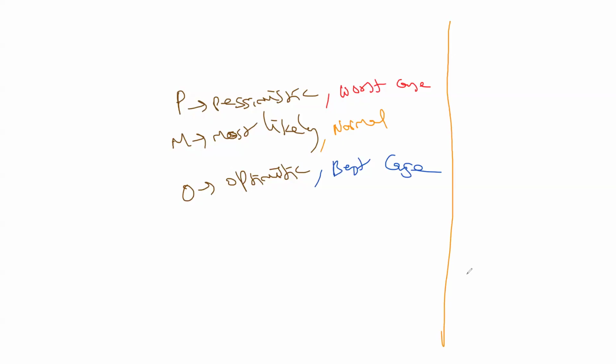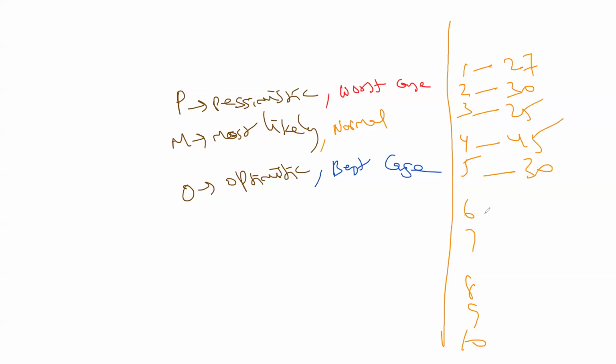Instead of giving an answer immediately, I'm going to do this observation for 10 days. Let's say 1, 2, 10. Day 1, I took 27 minutes to reach office. Day 2, 30 minutes. Day 3, 25 minutes. Day 4, 45 minutes. Day 5, 30 minutes. Day 6, let's say 28 minutes. Day 7, 30 minutes. Day 8, let's say 35 minutes. Day 9, 30 minutes. Day 10, let's say 40 minutes.